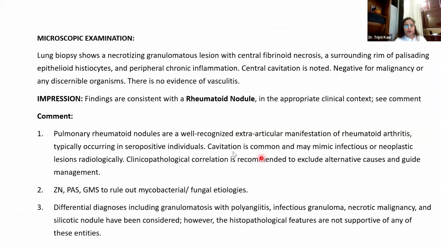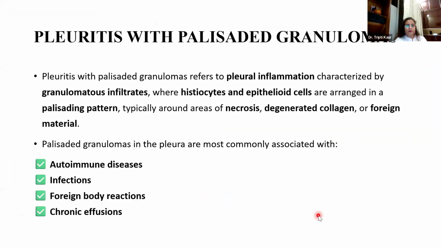So, as usual, you need to give special stains to rule out other causes and differential diagnosis, which will include GPA, infectious granuloma, and silicotic nodules, and so on.